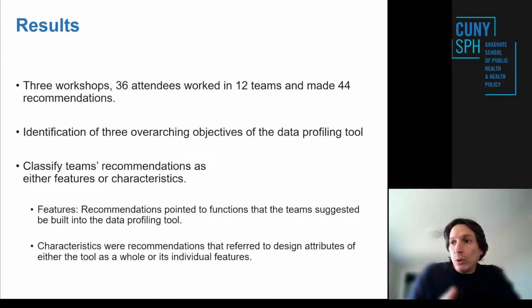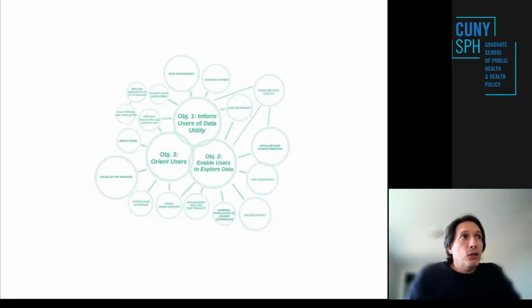It could be for the tool or regarding the individuals. And this is the map of the objectives, the features, and the characteristics, and how they interact with each other. But let's go and explore them and start with informed uses of data utility.